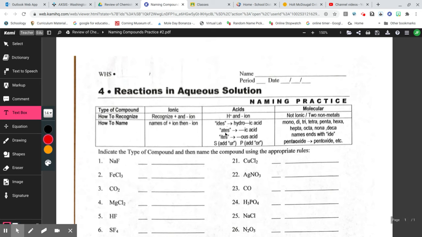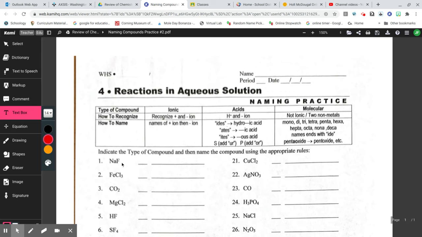If you're working with a polyatomic anion and it ends in "ate," do not put hydro in the front. You change the ATE to IC and then put acid. If you're working with a negative ion or an anion and it ends in "ite," you drop the ITE and change it to OUS and then acid. For sulfur, you would add a UR, and for phosphorus, you add an OR. So that's just part of the spelling, like what we had practiced in class.